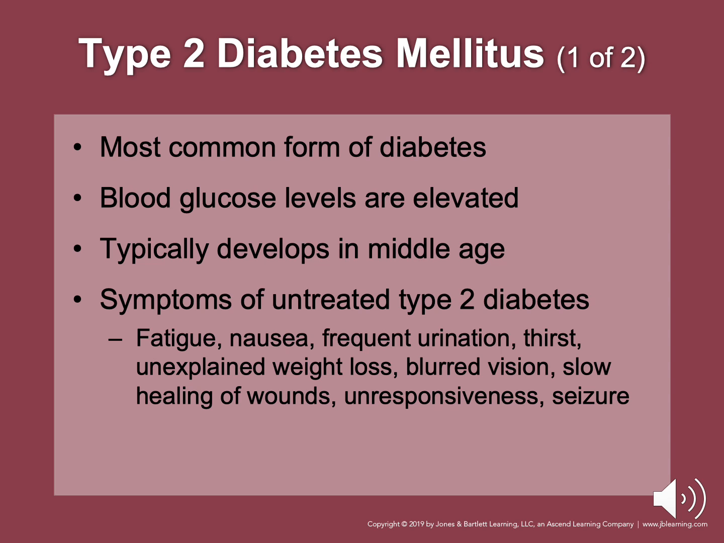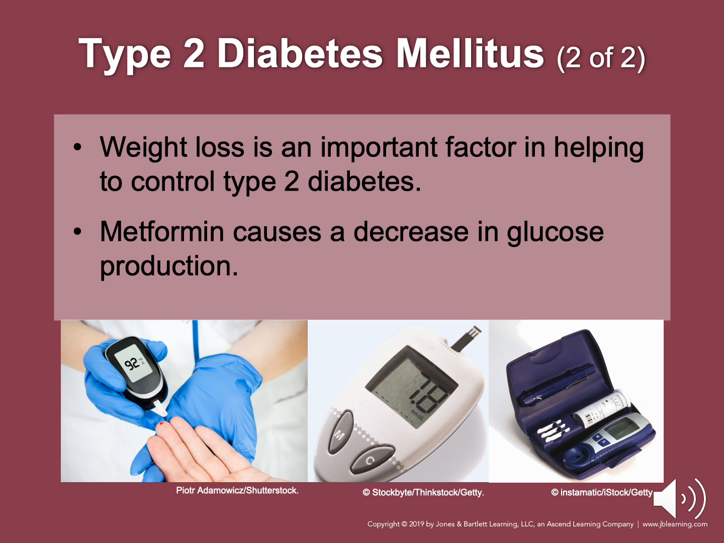Symptoms of untreated type 2 diabetes are fatigue, nausea, frequent urination, thirst, unexplained weight loss, blurred vision, frequent infections, and slow healing of wounds, being cranky, confused, or shaky, unresponsiveness, and seizure. So, weight loss is an important factor in helping to control type 2 diabetes, and metformin is the most commonly prescribed medication for the management of type 2 diabetes.